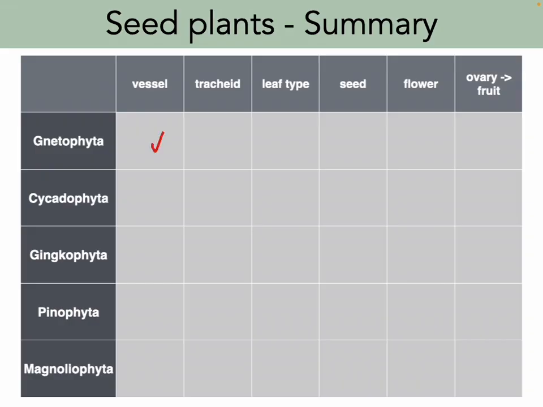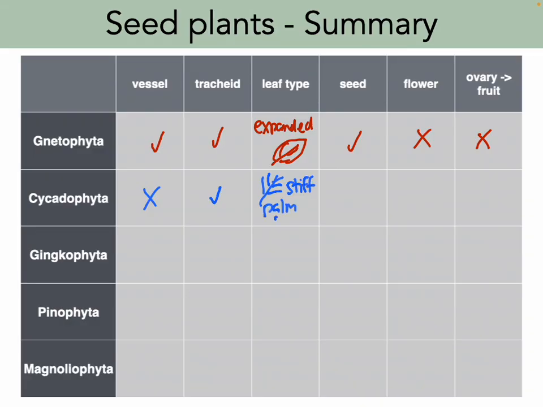So, Gnetophyta have vessel, have tracheid, have expanded leaf, look kind of like this, have seed but no flower, no fruit. But Cycadophyta don't have vessel, have tracheid, and the type of leaf looks like a stiff palm leaf, right? Like a palm leaf, stiff palm leaf.